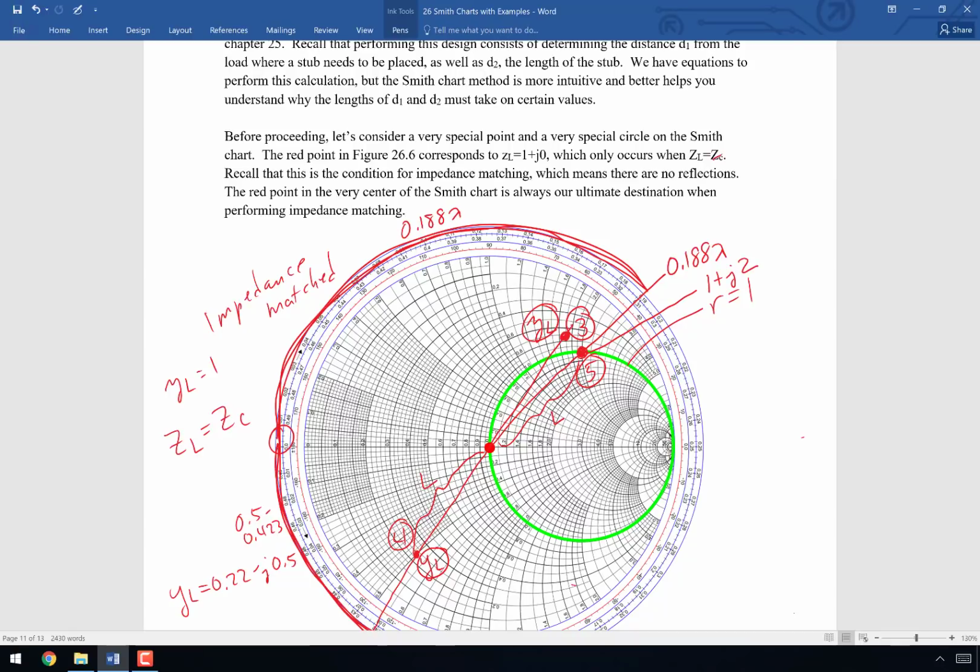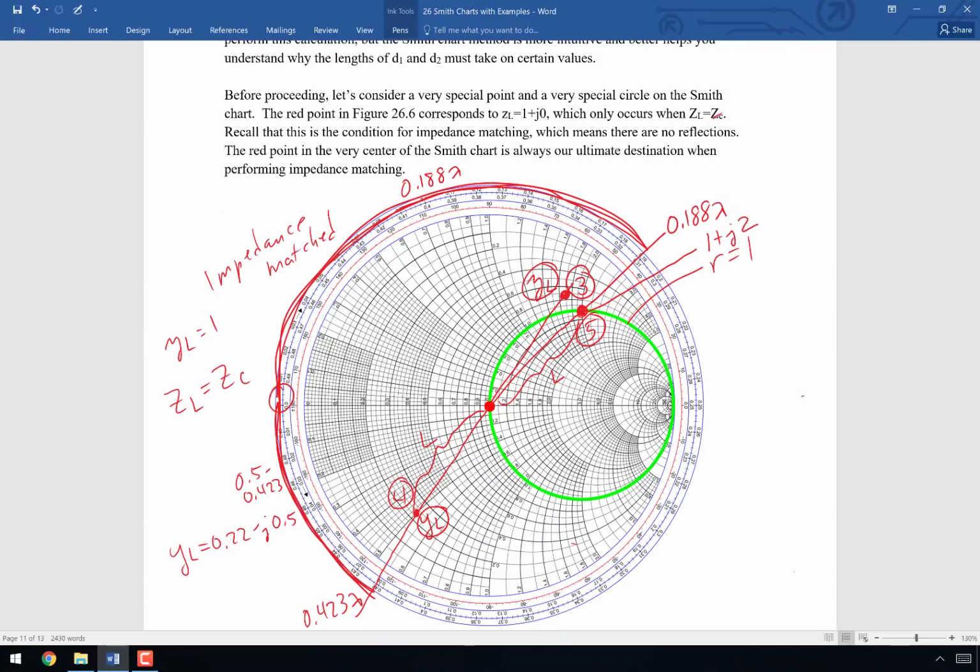Now if it was 1 plus J0, I'd be done. I would be perfectly impedance matched. I've got to get rid of that plus J2. So to get rid of the plus J2, I need a minus J2. So this is step 7. I've observed that the imaginary impedance that I need to cancel is plus J2.